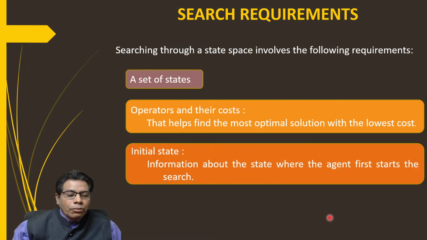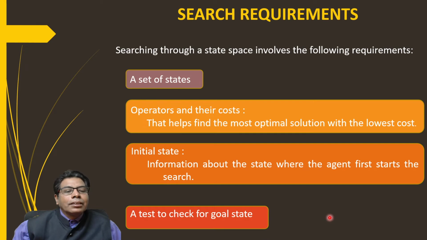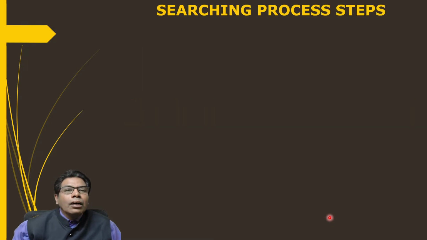Information about the state where the agent first starts the search is nothing but the initial state. Then we need a test to check for the goal state. Whenever we want to end the search, we have to check whether we have reached the goal state. So for that we need a test to check for the goal state. These are some of the requirements of the search.